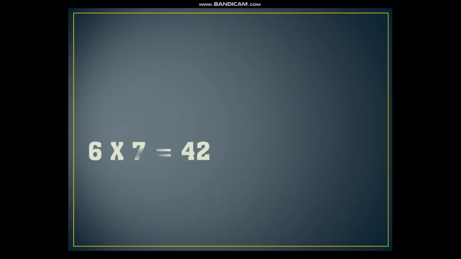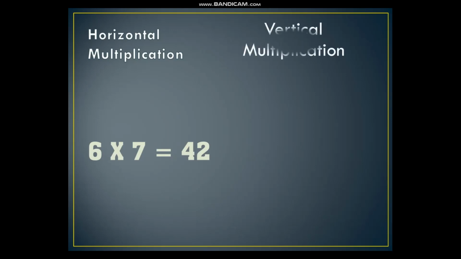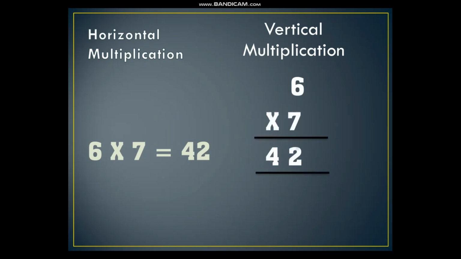Now you are using this multiplication sentence in form of tables also. And this type of multiplication is known as horizontal multiplication. But now for multiplication sums, we are going to use vertical multiplication. And how do we represent it? It is written like this: 6 multiplied by 7 and the product of these two numbers is 42.